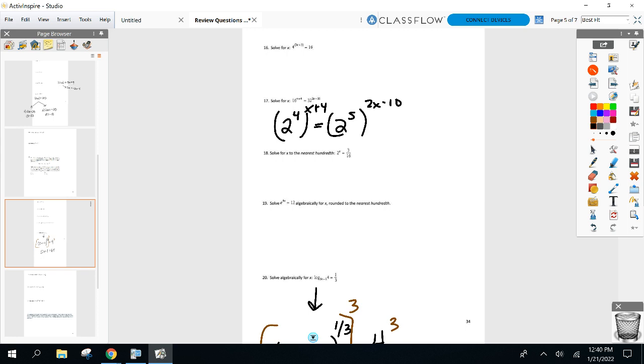Correct. This isn't a problem where you can take them down and log both sides, because that's only for when the variable is on one side. When they're on both sides, I have to change the base. Hi, Nora. Is 11 no solution? Yes, it is.